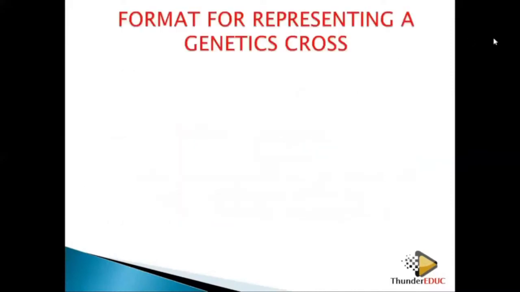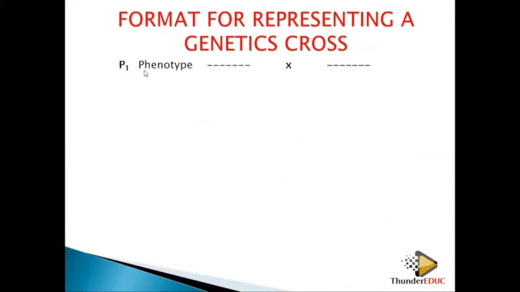Let's look at how we mark. This is how we mark in exam. And if you miss something, then it means that you won't get a mark. Number one, whenever they give you a genetic cross, this is what you are supposed to write.